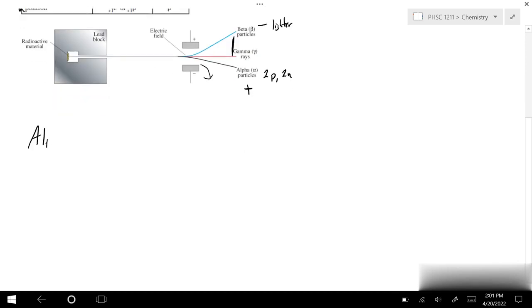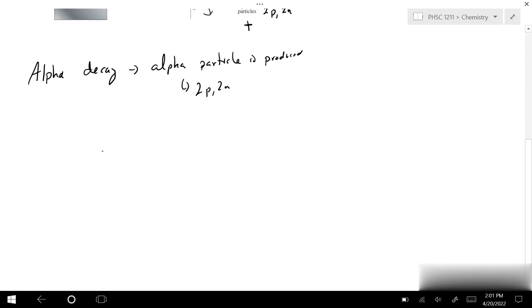So let's start looking at these decays. We have an alpha decay. This is when an alpha particle is produced. Remember, the alpha particle is two protons and two neutrons, the nucleus of the helium atom. Let's take uranium 92, 238. So this is uranium 238. Sometimes you'll see it written like this. We want to put the atomic number on the bottom and the atomic mass on the top.